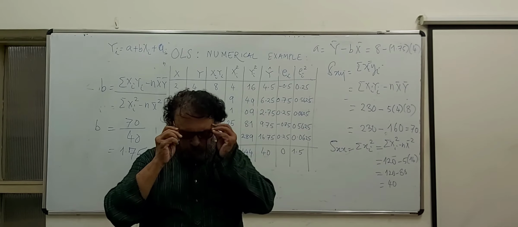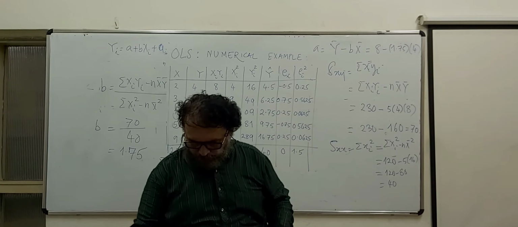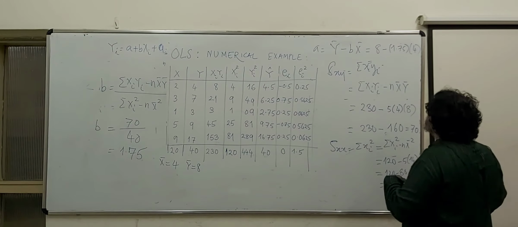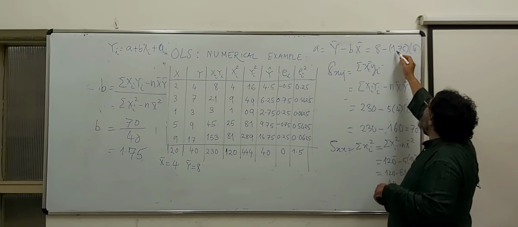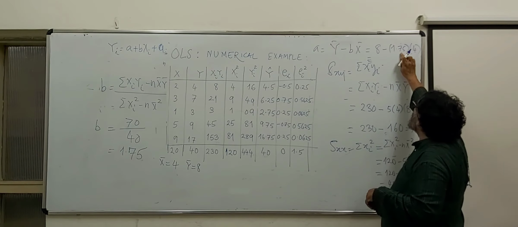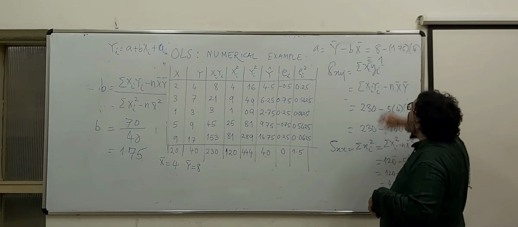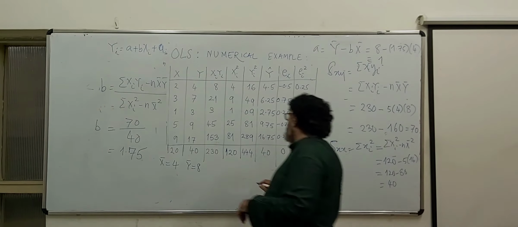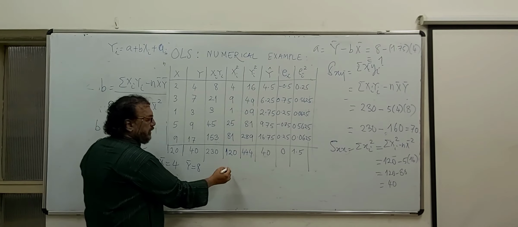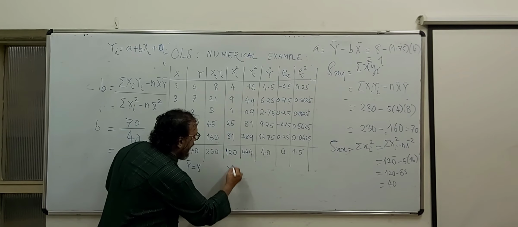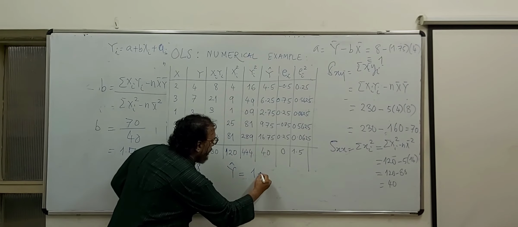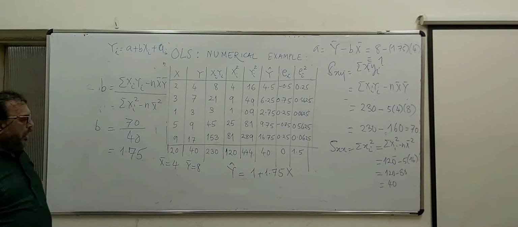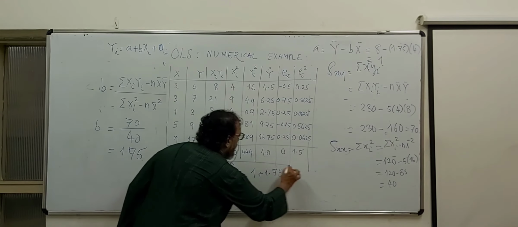We can also transform this whole data in the form of deviation forms, which we are going to use. This is 4 times 1.75, that means it's closer to 8, only 0.25 less for the 1, and then this will be equal to 1. This will be equal to 7. So our estimated equation is going to be y hat equal to 1 plus 1.75x. So this is our estimated equation.